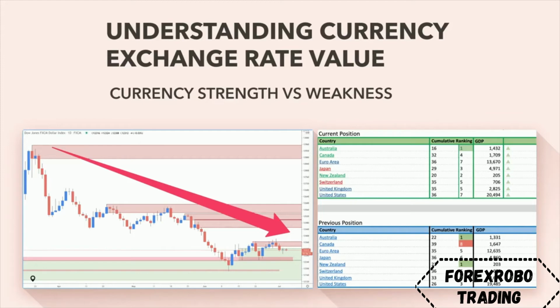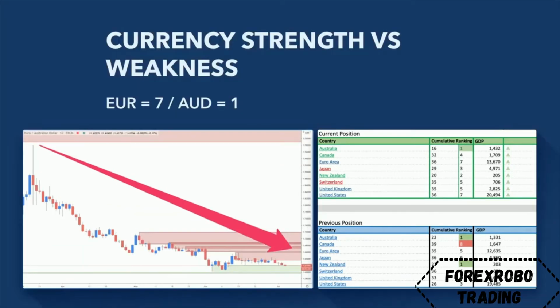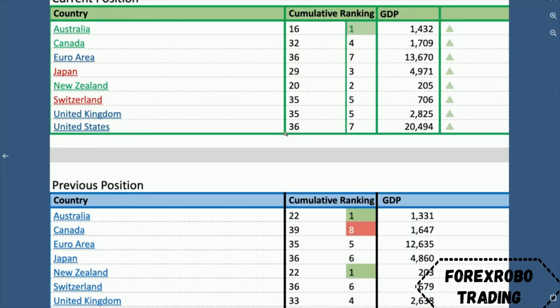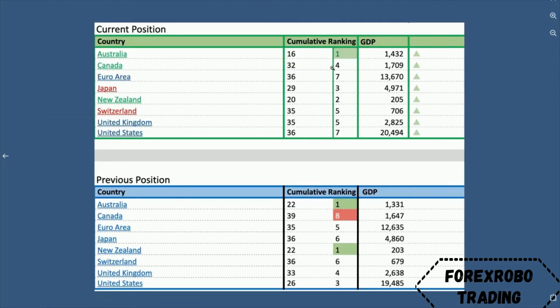So you can clearly see one of the rankings, but let's look at a couple more examples of fundamentals that are driving price. As I mentioned before, the Australian dollar has been number one. So let's get into the Australian dollar. In the previous position, it was number one, and it has remained number one for a fair amount of time.